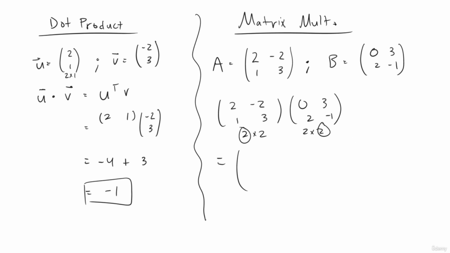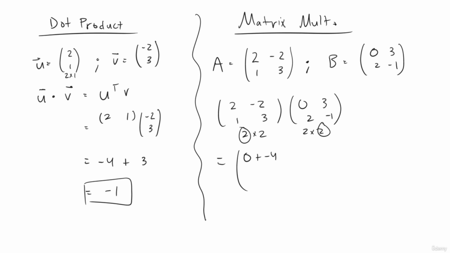But first and foremost, this is going to be a 2 by 2 matrix. And this first cell up here is going to be this vector dotted with this vector. So the dot product between these two vectors. And that's going to be 2 times 0, which is 0, plus negative 2 times 2, which is negative 4. I'll keep the plus sign. Then we're going to do this vector dotted with this vector, and then that's going to go here.